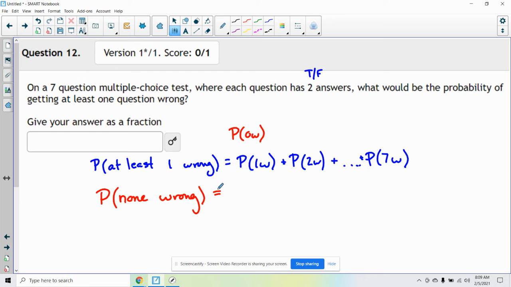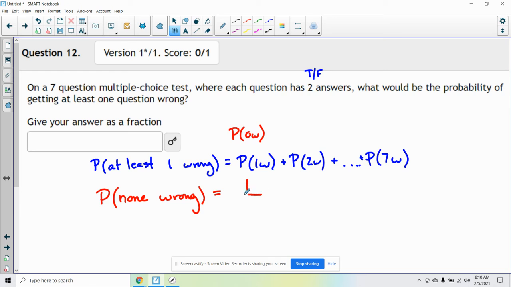So let me find that. What's the probability of getting none wrong? That means every single question I get right. All right. So if you have a test, I'm asking what's the probability you get 100%? Well, if you and your neighbor have the same test, the only way you can both get 100% is if you both answer the test the exact same way, which means there's only one way to get 100%.